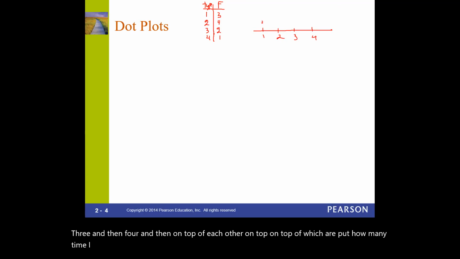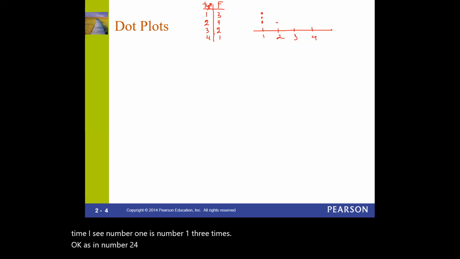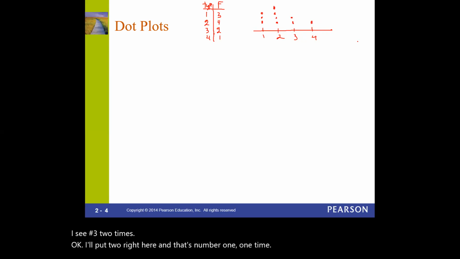I see number 1 3 times. Okay, I see number 2 4 times. I see number 3 2 times. Okay, I put 2 right here. And I see number 4 1 time. Okay, you guys see the idea?